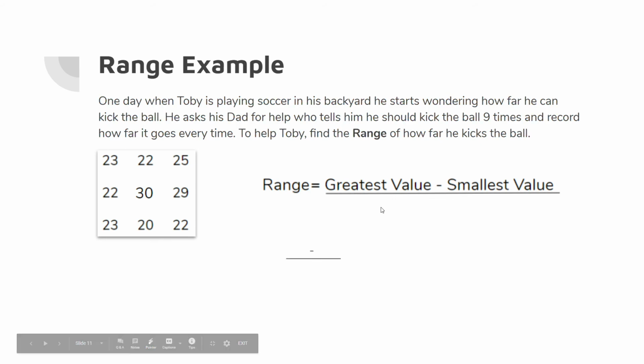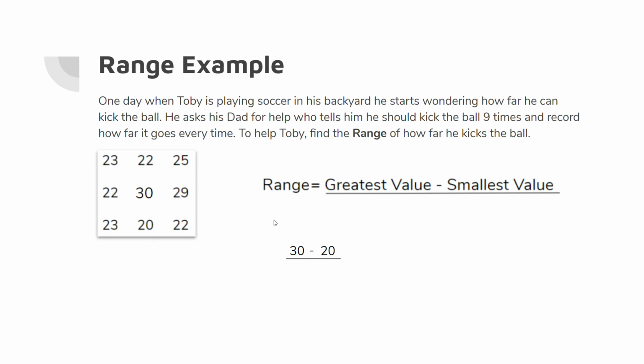Okay, so the greatest value is the biggest one here. 23, 22, 25, 20, 30, 29, 20, 23, 22. Oh look, 30 is the biggest value. Let's plug that in. Now let's find the smallest value. 23, 22, 25, 22, 30, 29, 23, 20. Oh look, 20 is the smallest number there. So we plug that in.